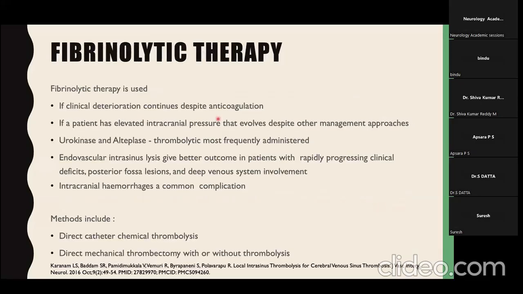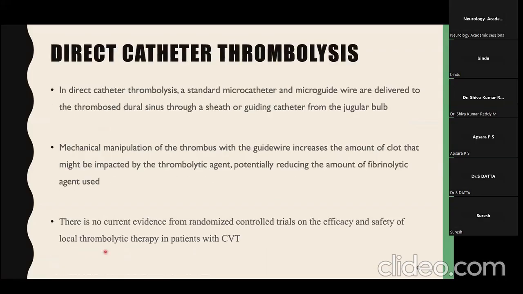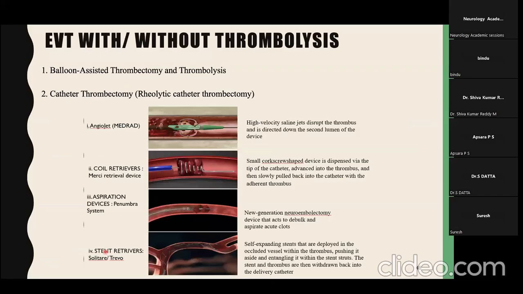Fibrinolytic therapy is used mainly if, despite anticoagulation, there is clinical deterioration, and also in patients with elevated intracranial pressure. Urokinase and alteplase are most frequently administered, and intracranial hemorrhage is a common complication. Thrombolysis can be given via direct catheter, or also along with mechanical thrombectomy. EVT techniques include balloon-assisted thrombectomy, thrombolysis and catheter thrombectomy.